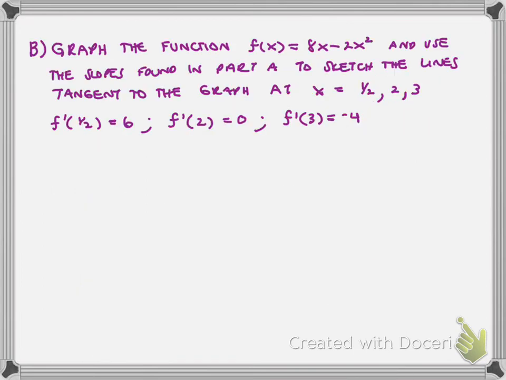Okay, so part B: graph the function f of x, our original function we just dealt with, 8x minus 2x squared, and use the slopes found in part A to sketch the lines tangent to the graph at x equals 1/2, 2, and 3. So recall from part A, f prime of 1/2 was 6, f prime of 2 is 0, f prime of 3 is -4. So let's look at their graphs and look at the tangent lines at those values.